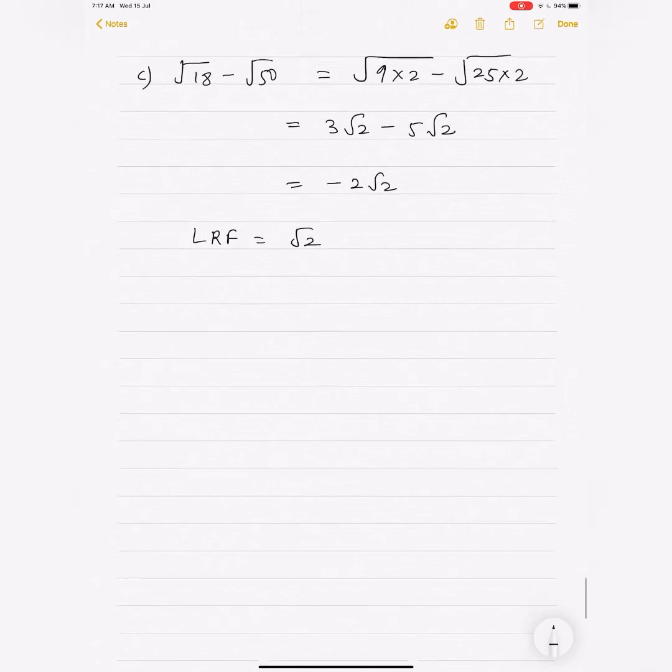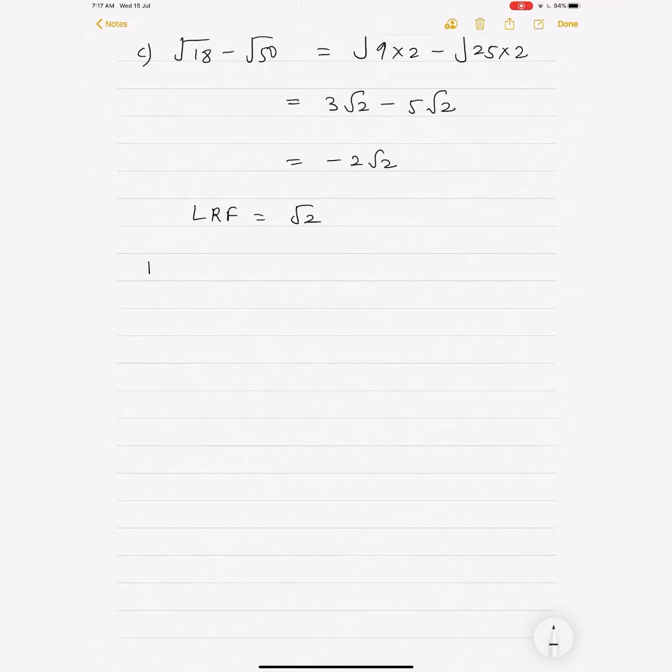Okay, one more. Let's try one more. D. 15 minus 3 root 2. So first, what is common in them? 3 is common, so 3 5s are. Now, what is the lowest rationalizing factor here? So it's going to be 5 plus root 2. Remember, they can rationalize with other numbers also, but they are asking us to find what? Lowest rationalizing factor. That's why.